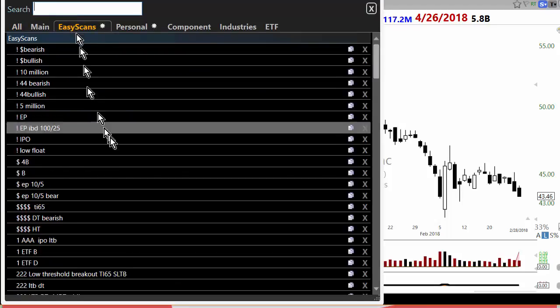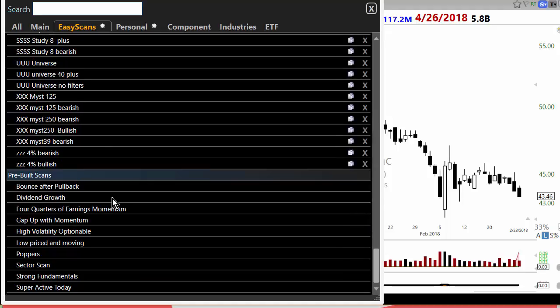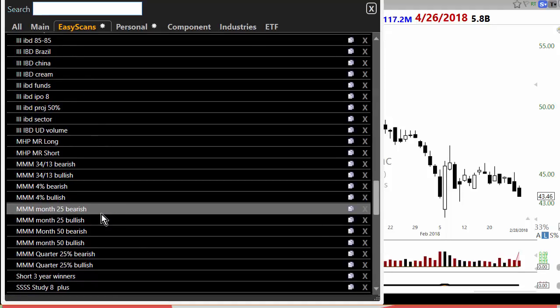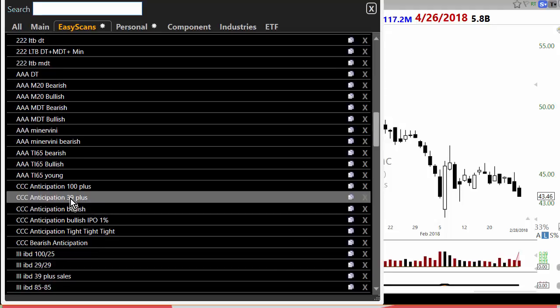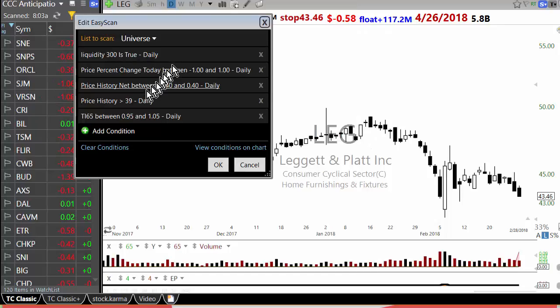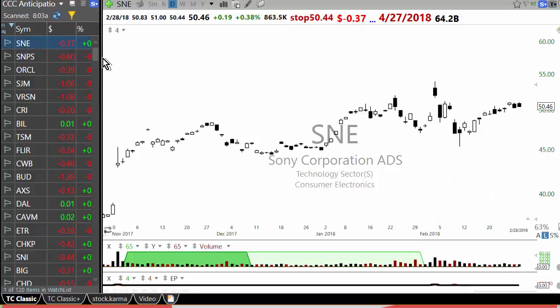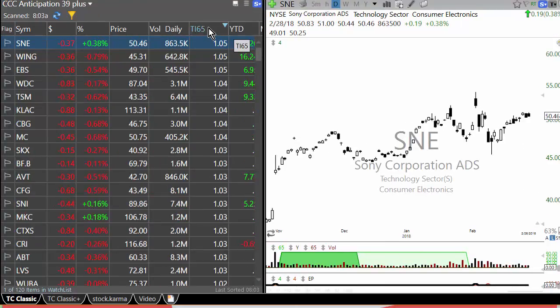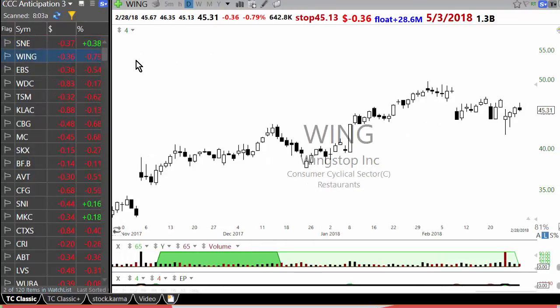Now this is one way to find bearish anticipation setups. There is another, for higher priced stocks, which I run a scan for anticipation, where I'm looking at stocks which are $39 plus, and down, with the same criteria as what we used. Basically, liquidity is true, price percent change between -1 and 1, net change between -40 cents and +40 cents, price above 39, and TI65 between 0.95 and 1.05. That way you're going to find candidates which are about TI105 in the bullish ones, and the things below 0.95 you already looked at. So you're looking at a smaller number of stocks. Let's look at the same thing again, sorted by TI65 with higher TI at the top, to see if we can find some more candidates.